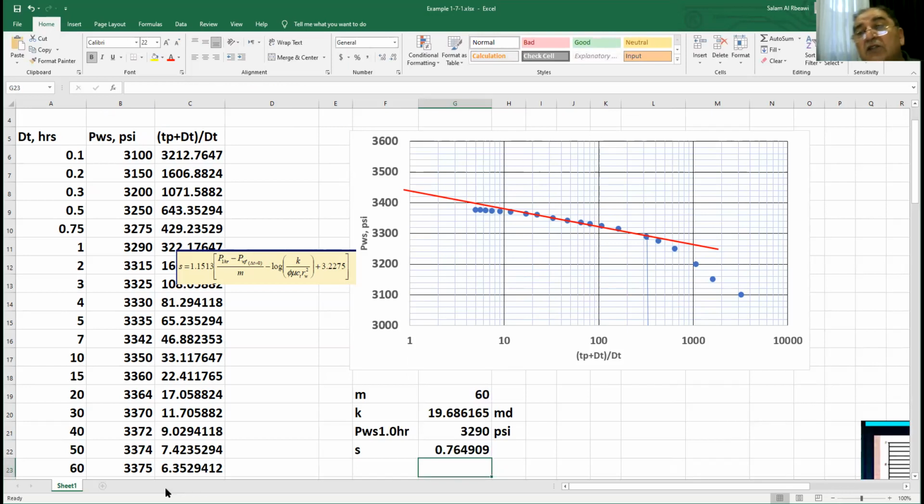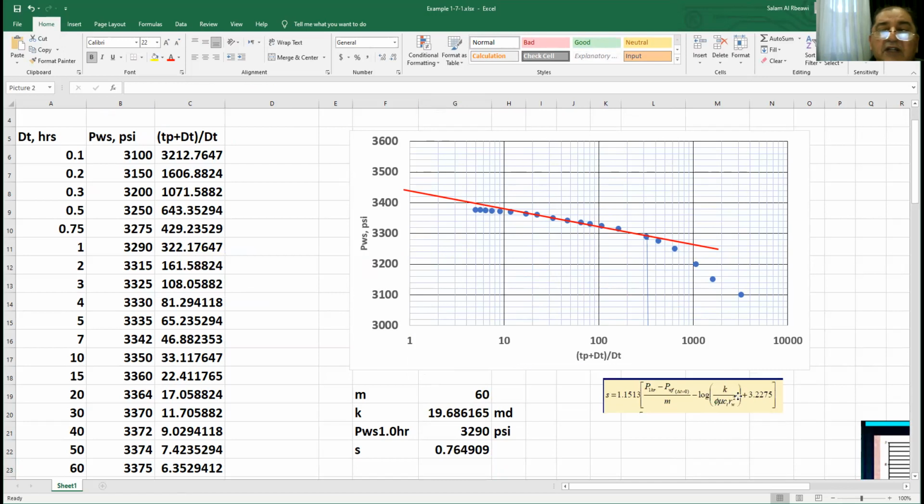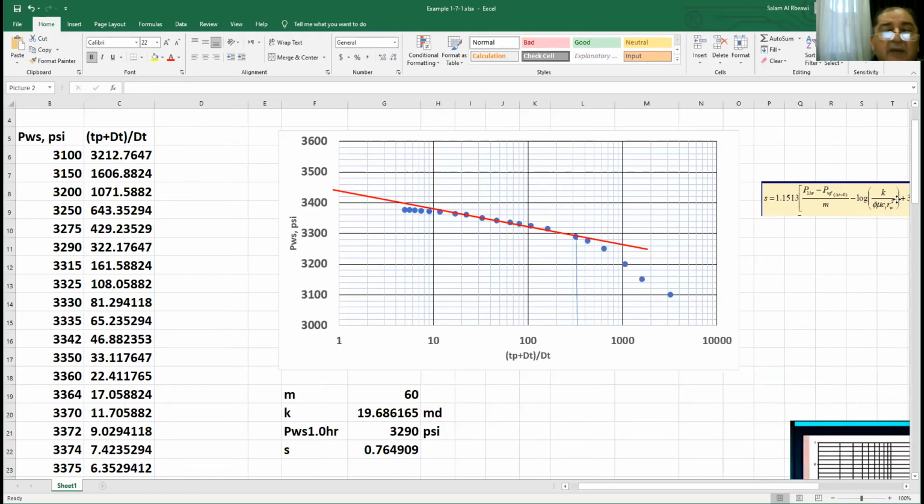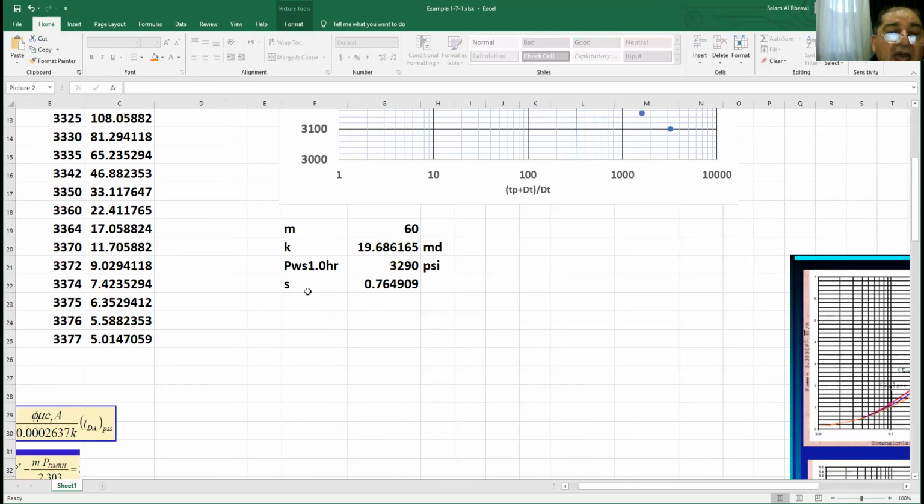For wellbore storage, we know how to do it, but we need to plot what? Delta P versus delta T on a log plot. We're not going to do it here. I'm going to leave it to you. So the most important thing that you need to do here is to calculate the permeability, and P star, because you need it.